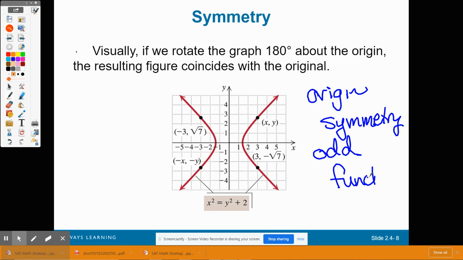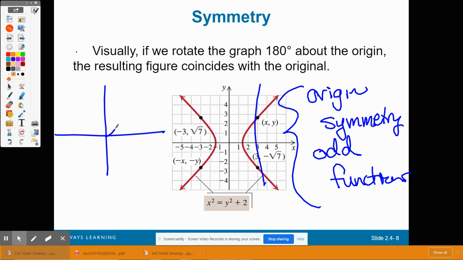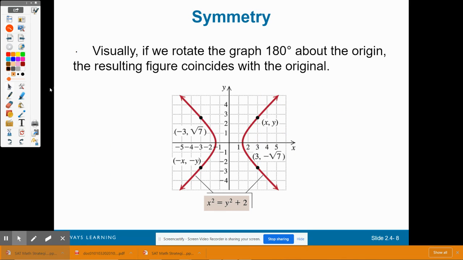This one is not technically an odd function because this does fail, but these can be functions. For example, if you have a graph that looks like this, it has 180 rotational symmetry. This one is a function. So origin symmetry can be an odd function. Not all of them will be functions, so be a little bit careful with that.